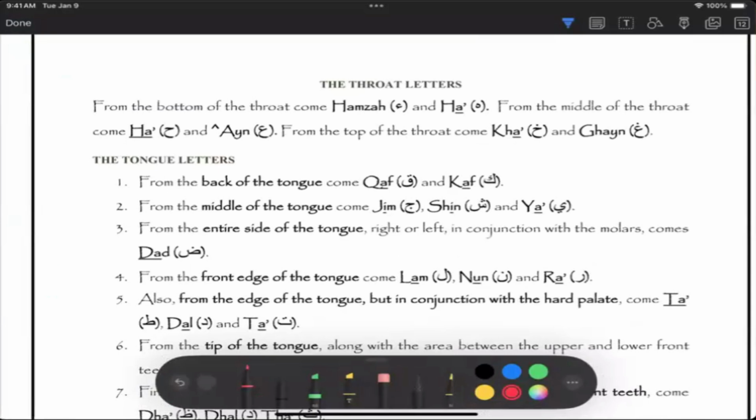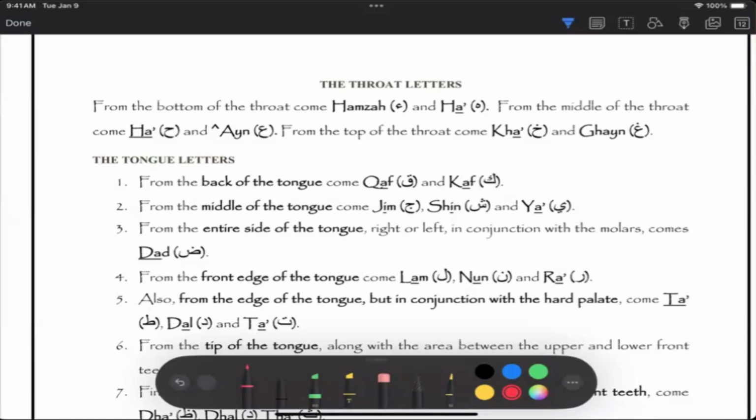Now, in reality, every letter has its own exit. That's the most accurate thing, really, that every single letter has its own exit. That means there's 28 exits, as there's 28 letters. But some of those letters are neighbors, so close that the scholars were able to group them into one exit.